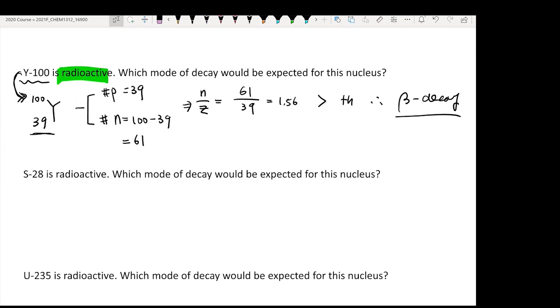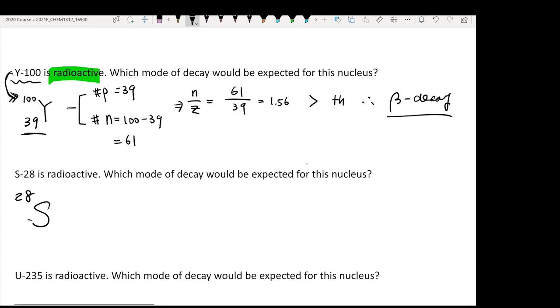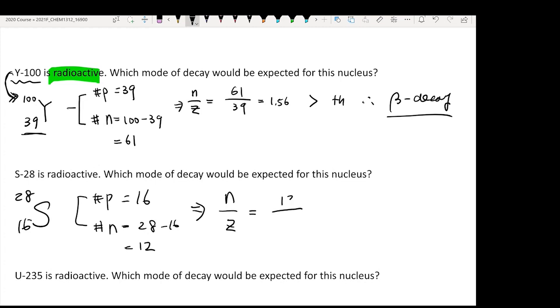Okay, so let's do another one, S28. The first thing you do is look for the atomic number of sulfur, right? So what is the atomic number of sulfur? It's 16, right? So the number of protons equals 16. Number of neutrons equals 28 minus 16. That's going to give you a value of 12. Therefore, you can calculate your N to Z ratio. It's going to equal 12 over 16, and that will give you a value of 0.75.